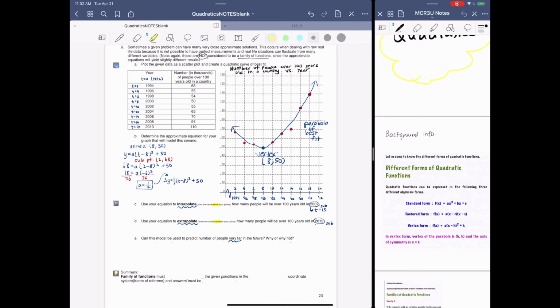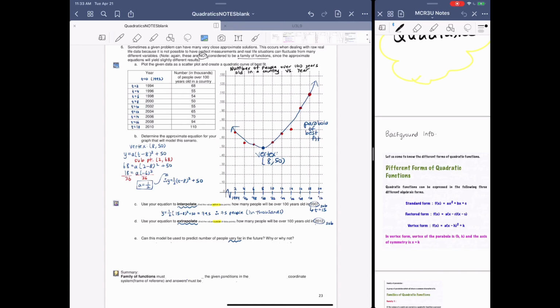What interpolate means is that you're working within the data. Within the data meaning I'm using the parabola of best fit, and I'm working within it. That's what interpolate means. So I'm going to go ahead and plug t equals 15 into my equation. I get the following, and I'm going to simplify that. Once you do that, you get 74.5. What does that mean? Well, my y value means number of people in thousands. So really 75 people where the numbers are in thousands.